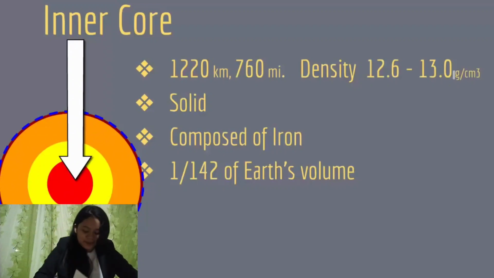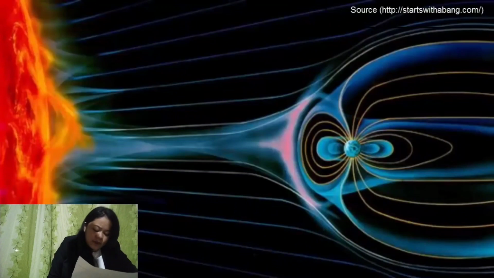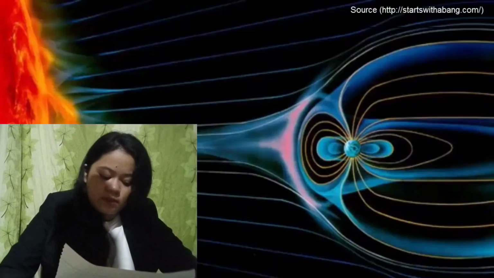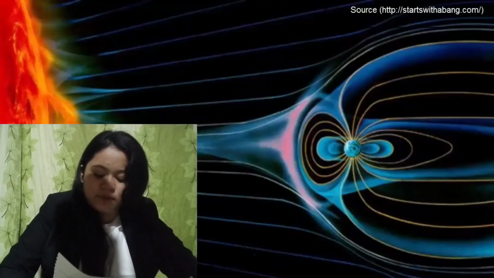It looks big in this picture, right? But the inner core constitutes 1/142 of Earth's volume. So it's very, very tiny. But it's extremely dense. This is the reason that the inner core lies in the innermost part of the Earth, because it's extremely dense. You already know that, right?